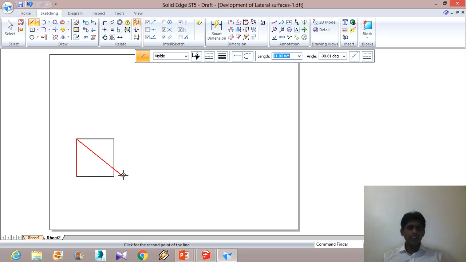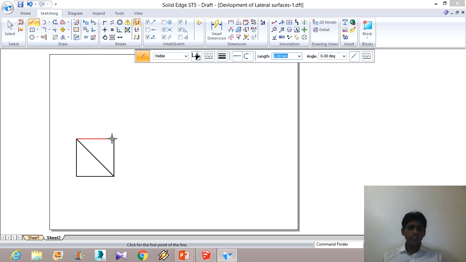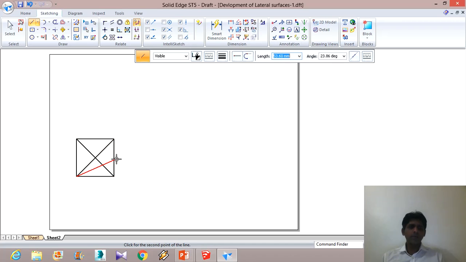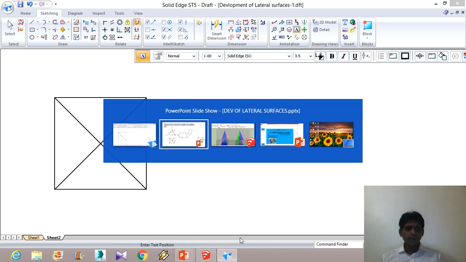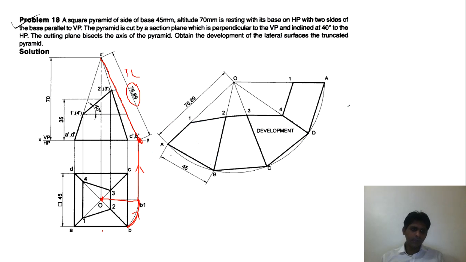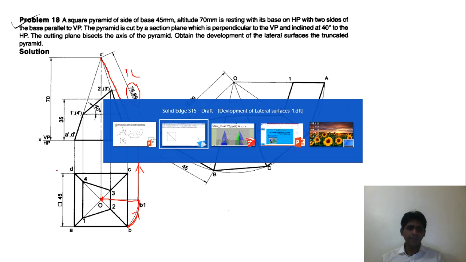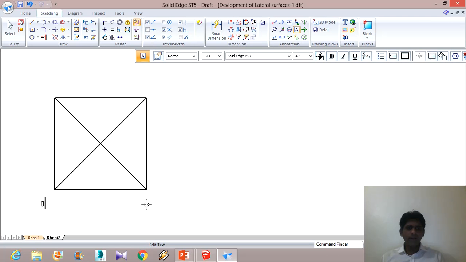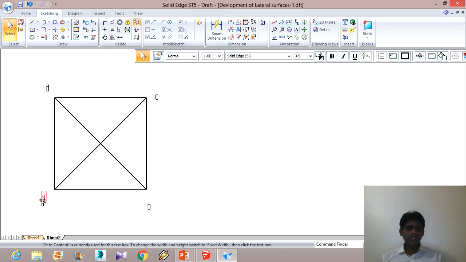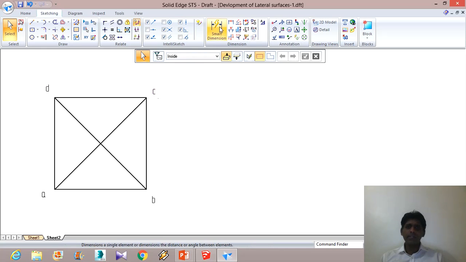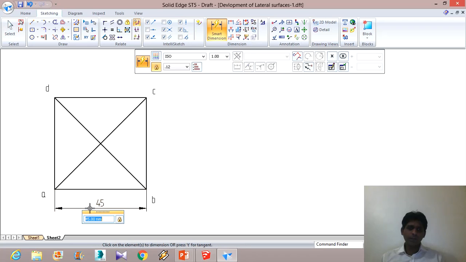Then let me join this from here to here and join this from here to here, and dimension this. We will follow the same dimension so that there is no confusion. This is A, B, C, D. So here we have A, here we have B, C and D. You can go and adjust these. So you can always go ahead and adjust these things. Dimension it. This is 45.